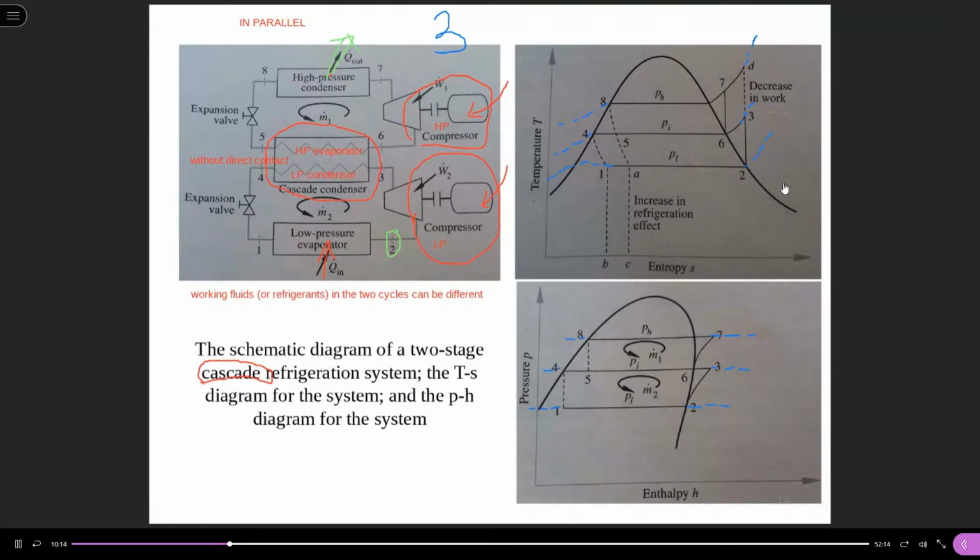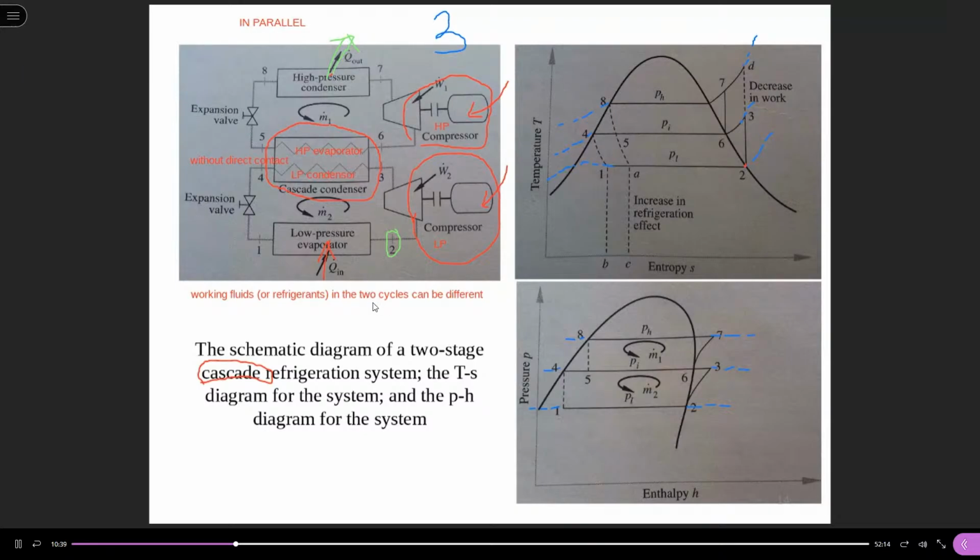Firstly, let's have a look. For state 2, in the ideal cycle, it shall be dry saturated, because it is leaving the low pressure evaporator, so it is on the low pressure line. It is dry saturated.